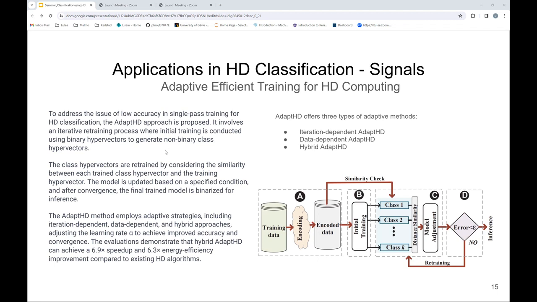Some evaluations have demonstrated that the hybrid AdaptHD methods can achieve almost 7x speedup and approximately 6x energy efficiency improvements compared to existing HD algorithms. Next slide, please.